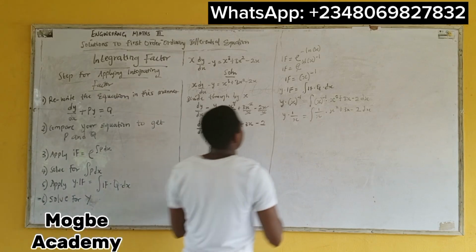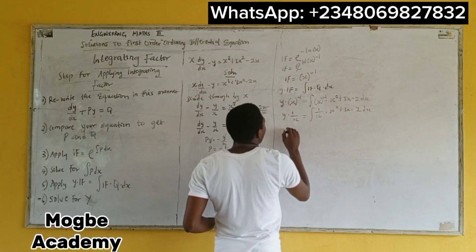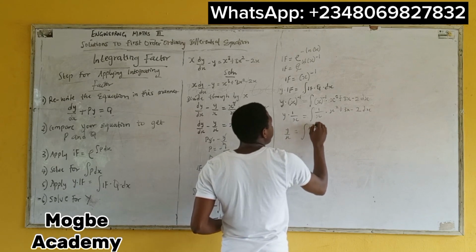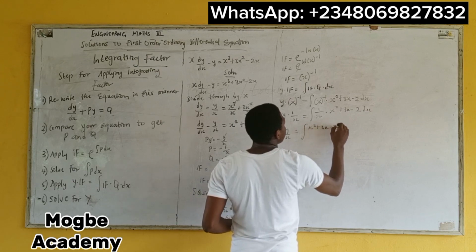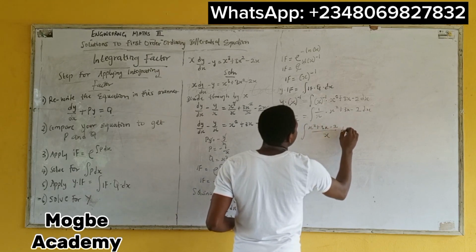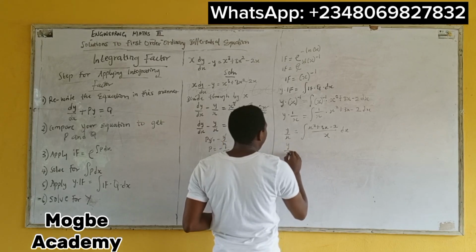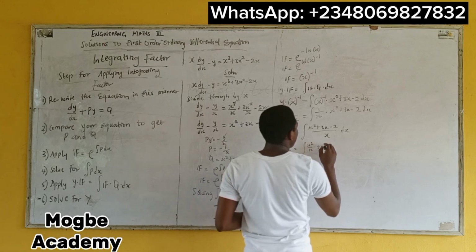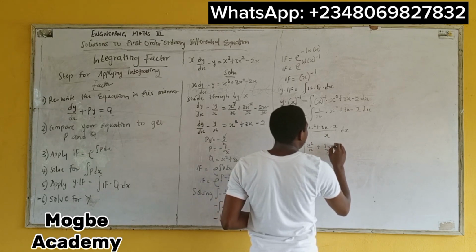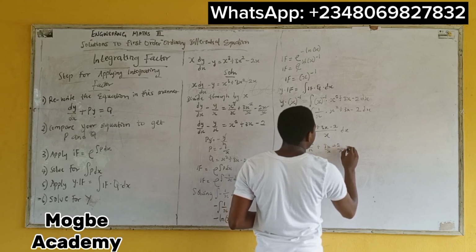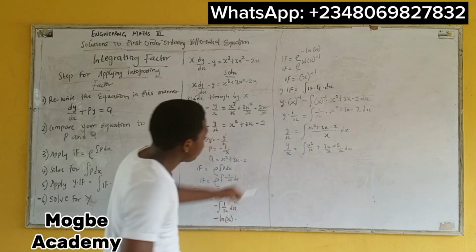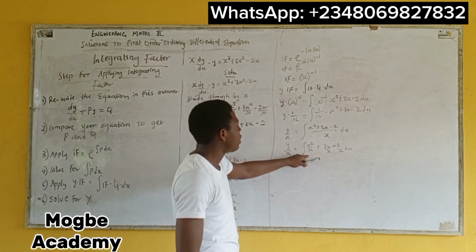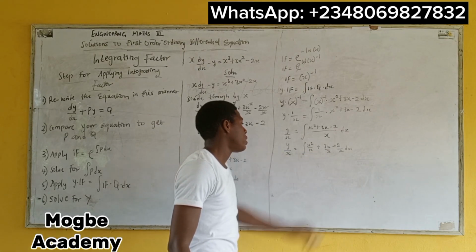Now this is equal to what? This is equal to y over x integral of x squared plus 3x minus 2 divided by x dx. Y over x equals to the integral of x squared over x plus 3x over x minus 2 over x dx. Now we can solve for this. We can solve for this. We can integrate this, this and this.